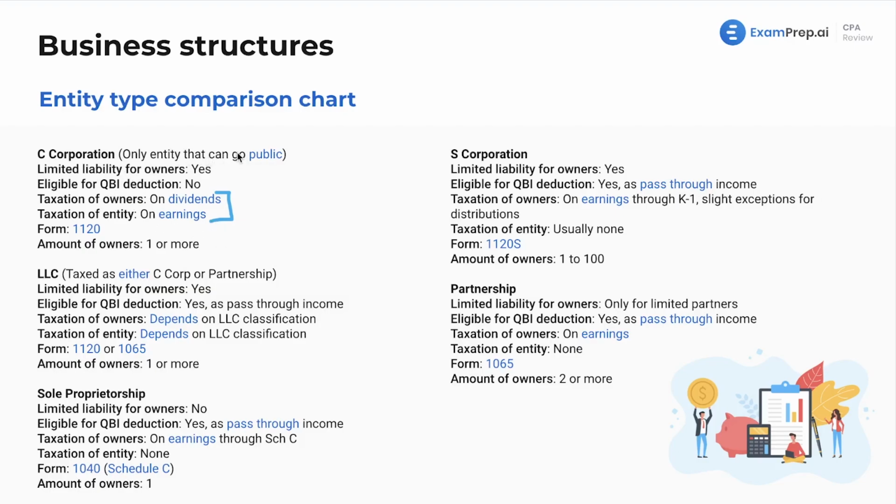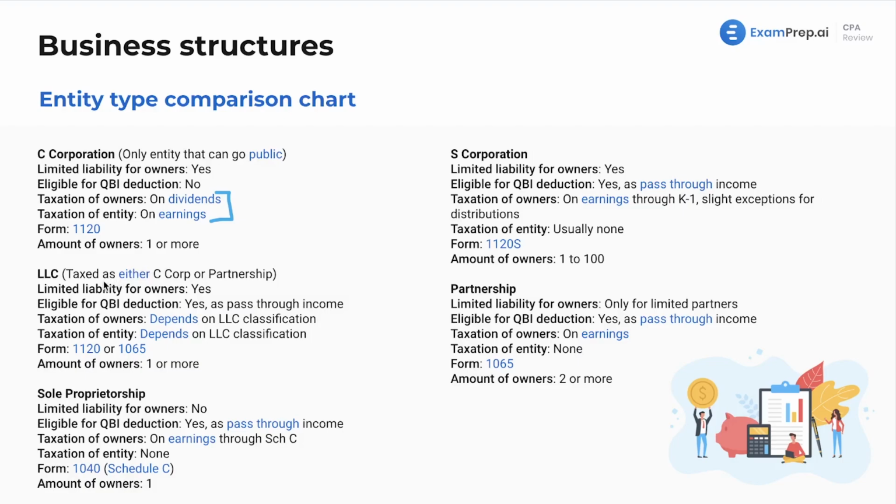Well, because it can go public and raise a lot of money. There is a lot of limited liability for the owners. And I want you to memorize these forms for sure. I mean, there are a lot of tax forms, and lots you won't have to memorize, but I'll tell you which ones to memorize. Definitely memorize that you do the Form 1120 for a C Corp. And how many owners can you have? Well, you can have 1 or more owners.